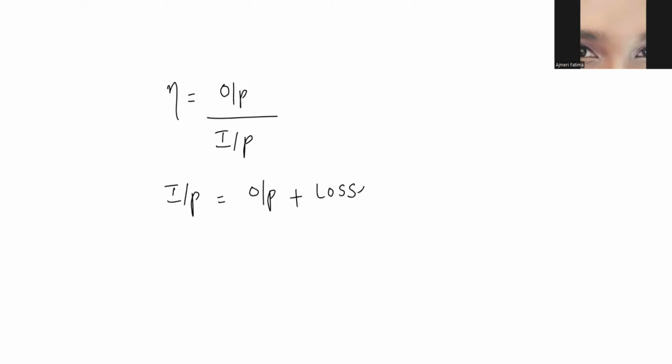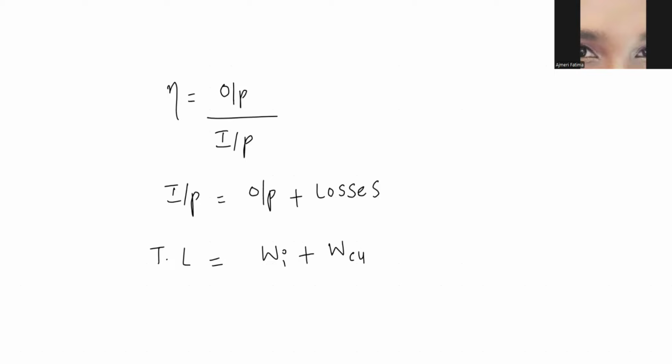There are two types of losses. Total losses is equal to iron loss plus copper loss. Losses are denoted by W. If it is iron loss, you will denote it as WI. Iron loss is also called fixed loss, or core loss. One more loss is copper loss. I'll denote it as WCU.